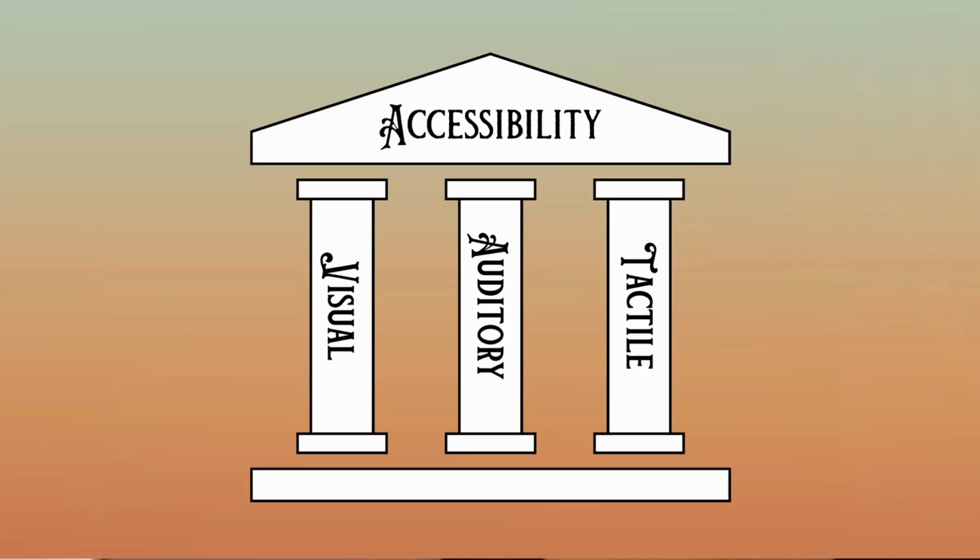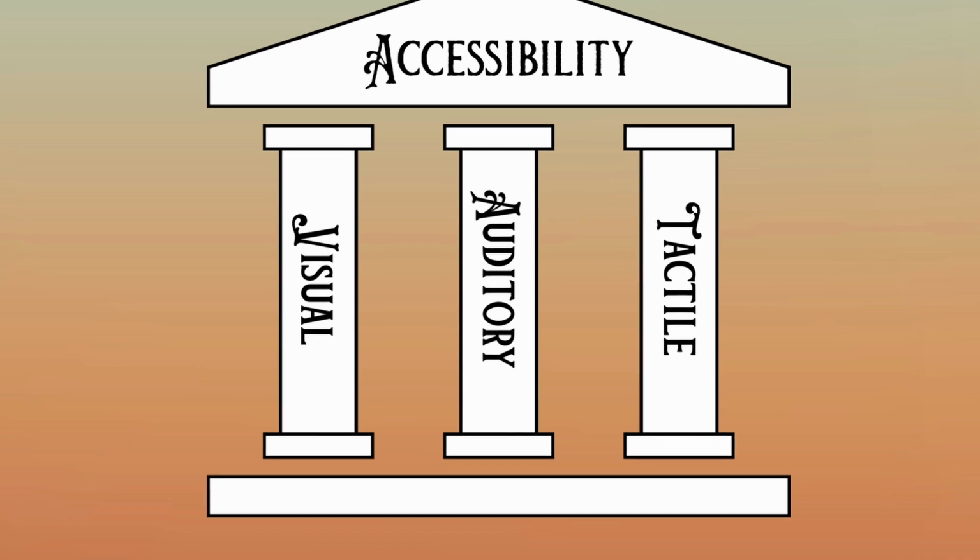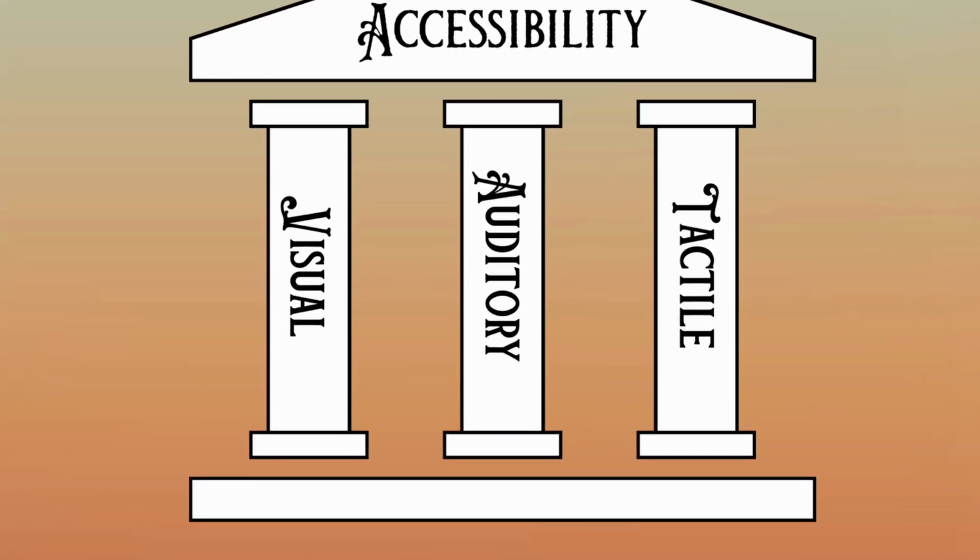Now first, I guess we need to establish what that even means, accessibility. What are we talking about when we're talking about accessibility for the blind? Well, for me, you can distill it down to the three pillars of accessibility: visual enhancements, auditory enhancements, and tactile enhancements. All the different accessibility features that we use can be boiled down into those three pillars.